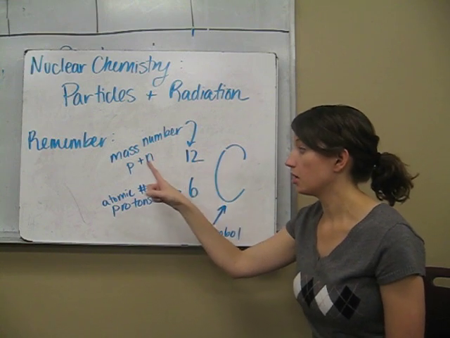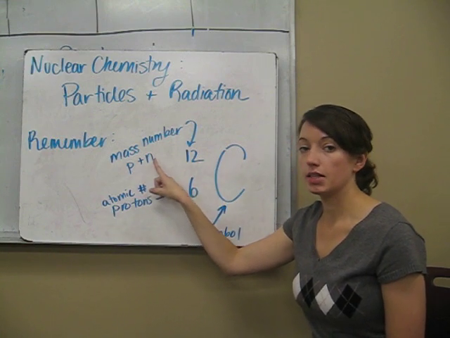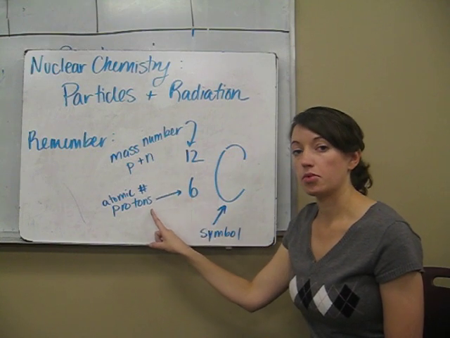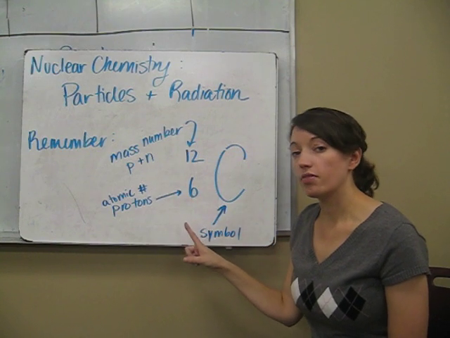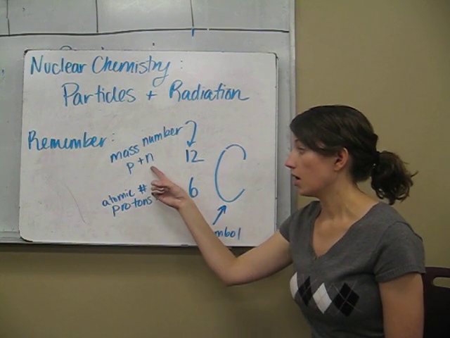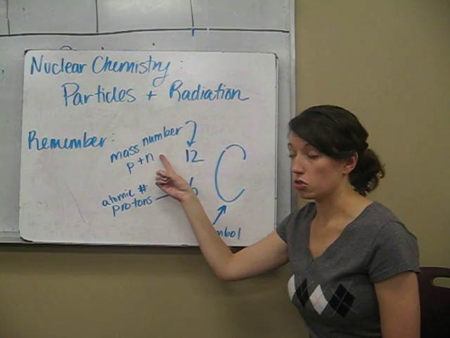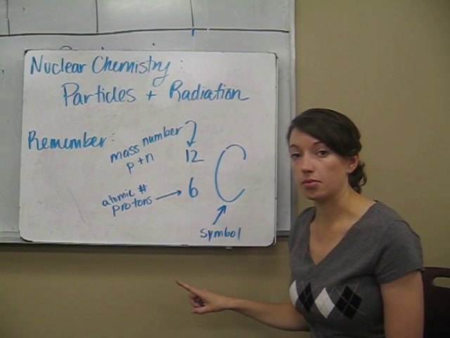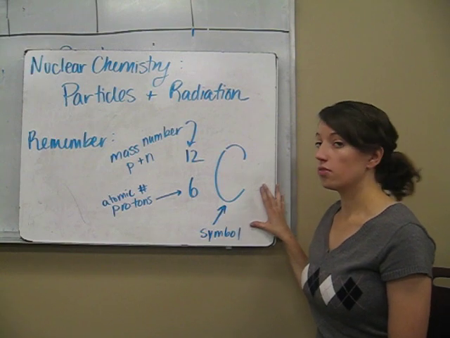Remember, the mass number is the sum of the protons and neutrons in the nucleus. The atomic number is the number of protons. We can figure out the number of neutrons with these two numbers because the mass number, protons and neutrons, minus just the protons, will give us the number of neutrons in an atom. This is a carbon-12 atom.